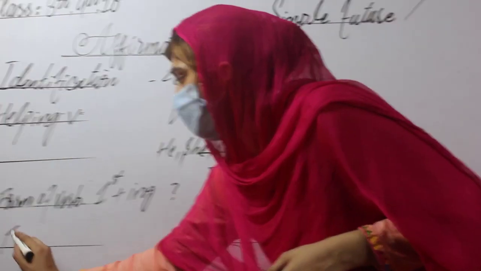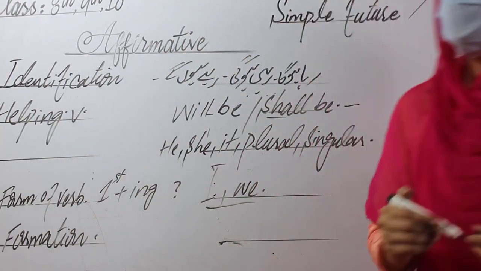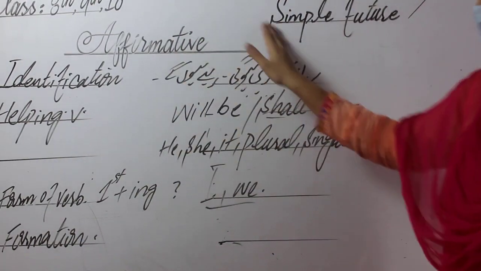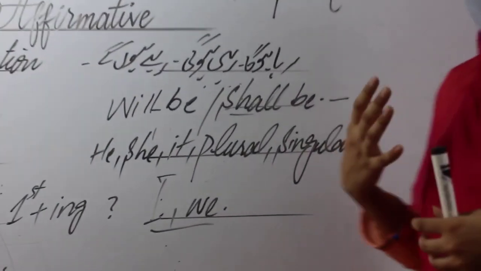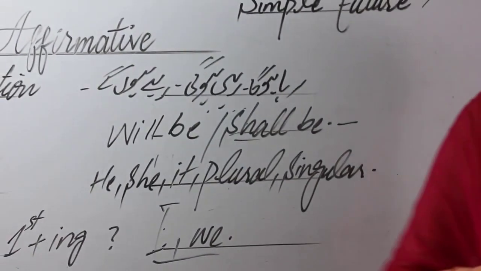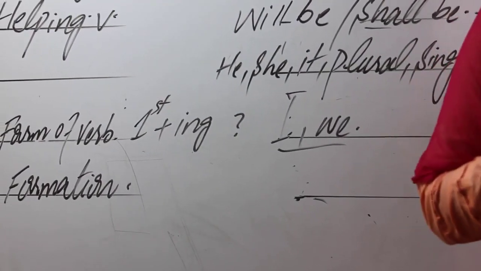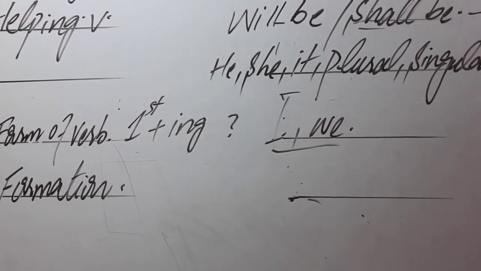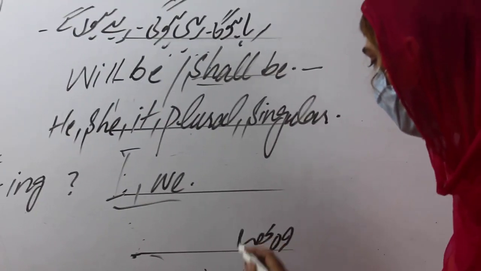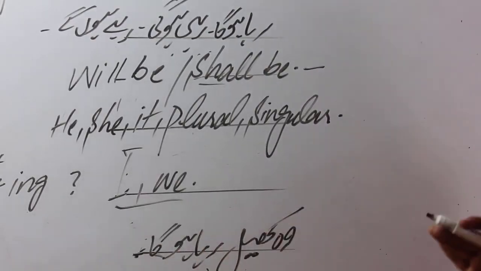Then the last point is the formation, which means the making of any sentence. How can we form a tense while using these criteria, this pattern and these helping verbs? The formation is a very focused thing, and it is your responsibility as a student to focus on how we can make a sentence in a proper way. So, for example, I am writing a very random example here: वो खेल रहा होगा. This one is a sentence.